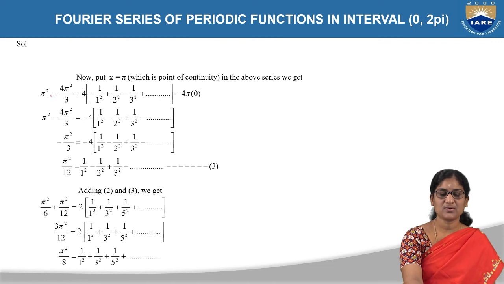So pi square is equal to, because x is square. So if we put x is equal to pi, we will get it as pi square. Pi square is equal to 4 pi square by 3 plus 4 into minus 1 by 1 square plus 1 by 2 square minus 1 by 3 square.